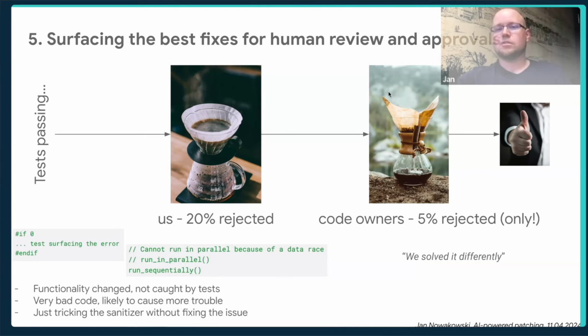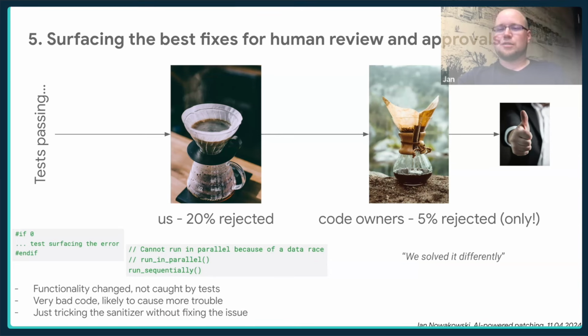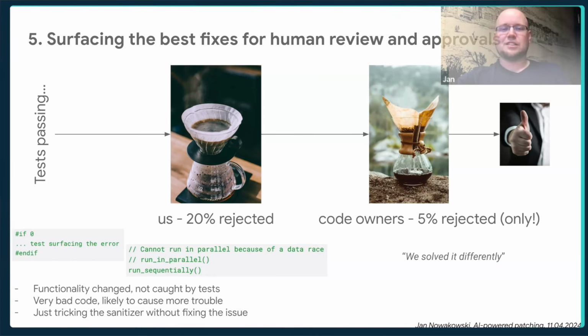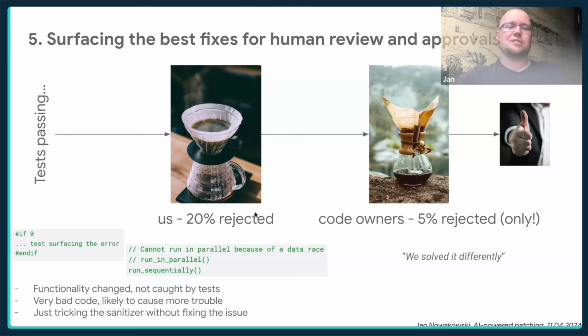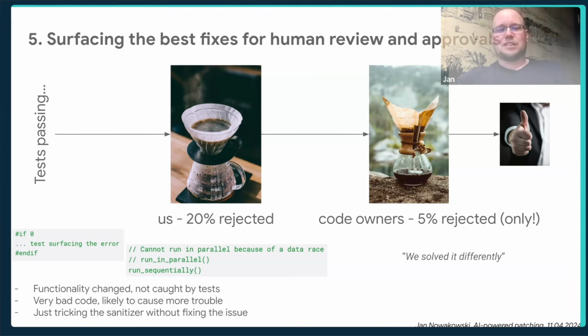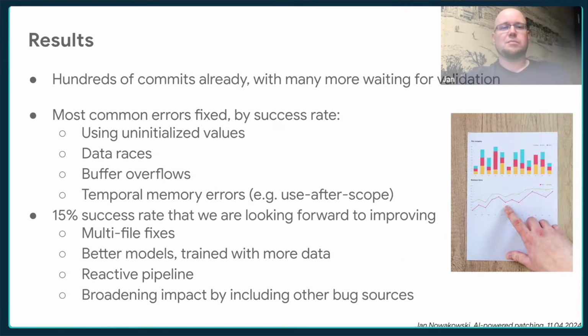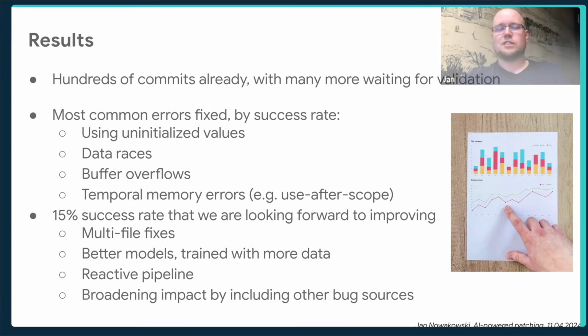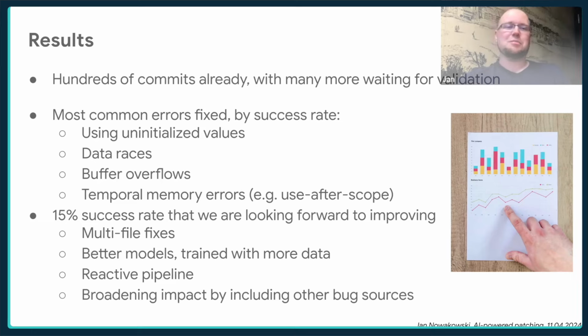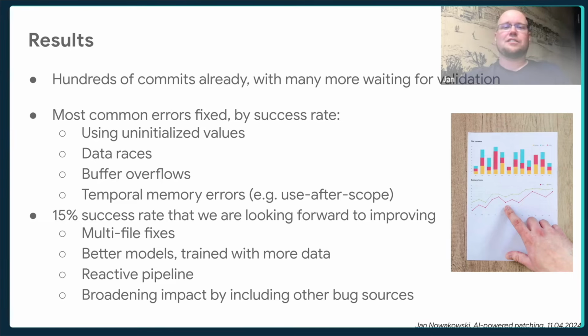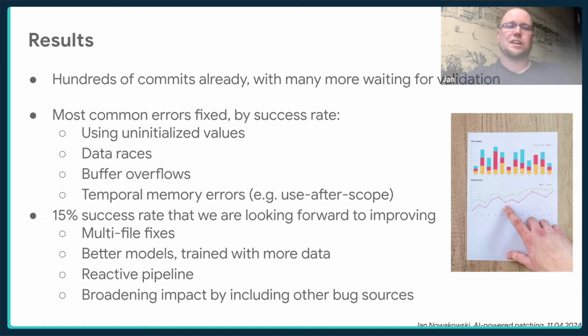After that, the code owners had a look before the code was submitted. They only rejected about 5%, which I thought would be much more. That actually worried me a little, because were we really that good at rejecting bad fixes, or are humans more likely to approve an automated code change? Something to think about. And then once the code owners said okay, we would push the code change to the repository. That pipeline already committed hundreds of code changes, with many more waiting for validation. That's the slowest process because we still are not confident enough to let it just run wild and go without supervision. So the human factor is by far the slowest one.